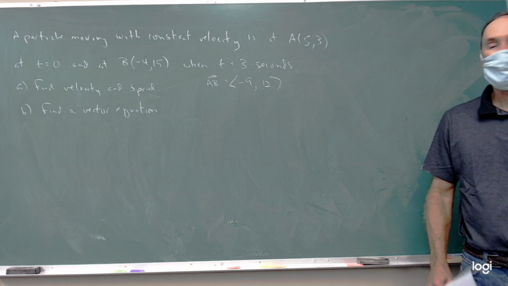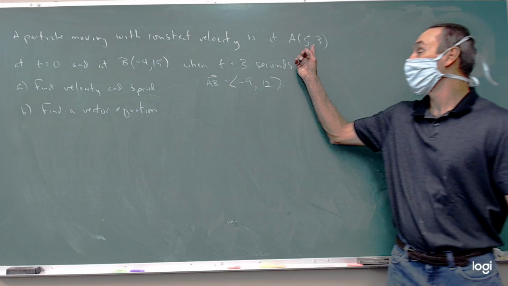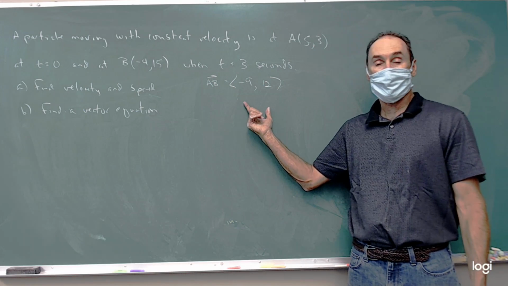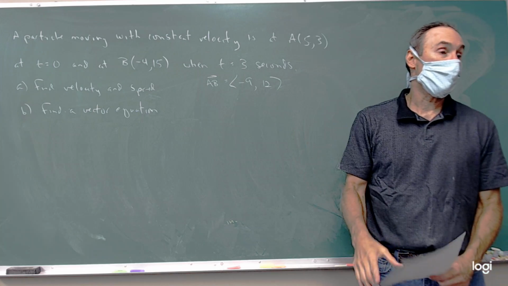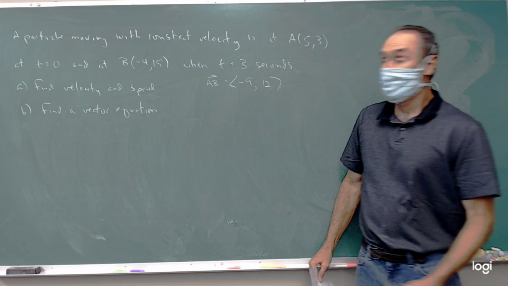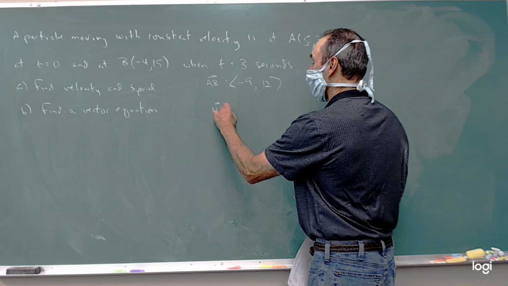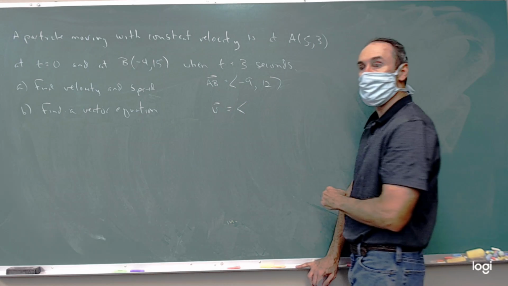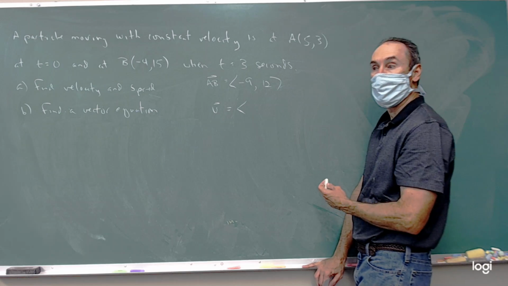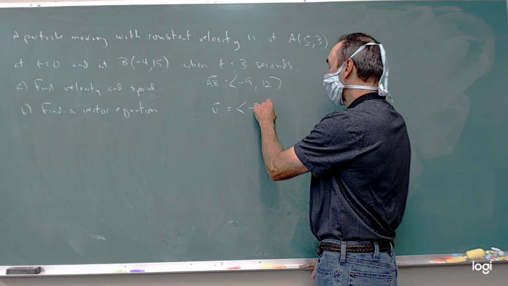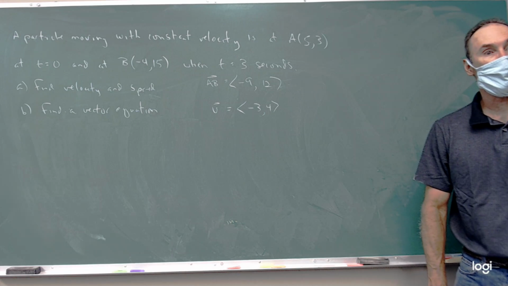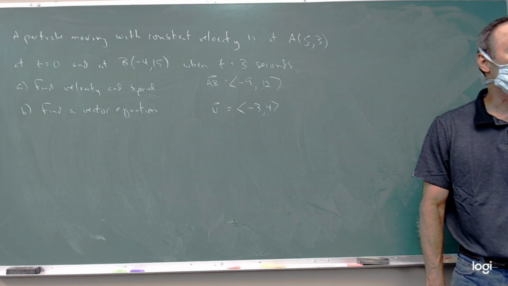Not exactly, because we're going to travel from here to here in 3 seconds. So our direction vector should tell us how far we go in 1 second. So our direction vector, I'm just going to call it V to distinguish it from AB, is going to be -3, 4. Does that make sense? So there's the first part of the answer. Our direction vector is -3, 4.